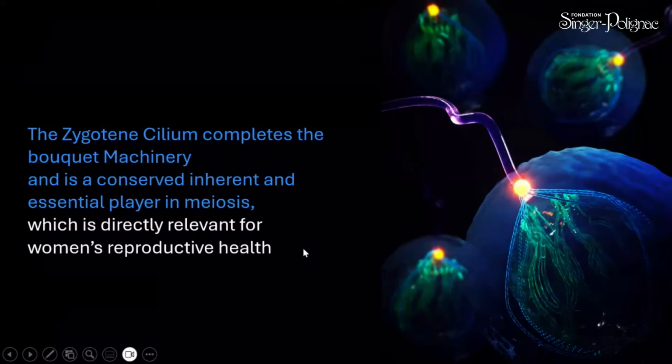So what I've shown you today up until now is that the Zygotene cilium completes the bouquet machinery, is considered an inherent and essential player in meiosis, and is directly relevant in humans and specifically in women's reproductive health.